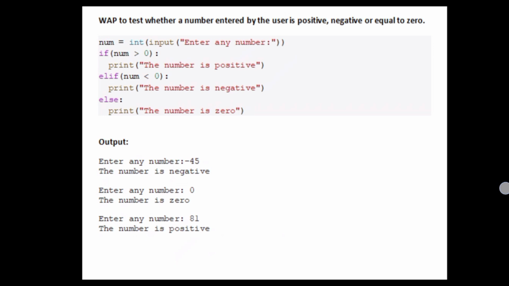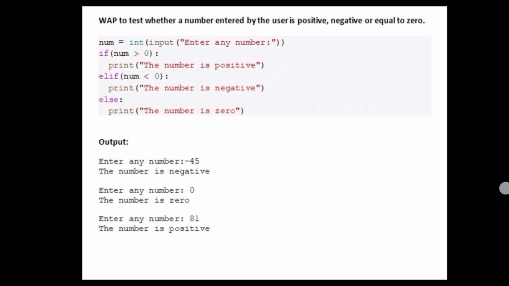Write a program to test whether a number entered by the user is positive, negative, or equal to 0. Now num is equal to int(input("Enter number:")). If num > 0: print("The number is positive"). Elif num < 0: print("The number is negative"). Else: print("The number is 0").